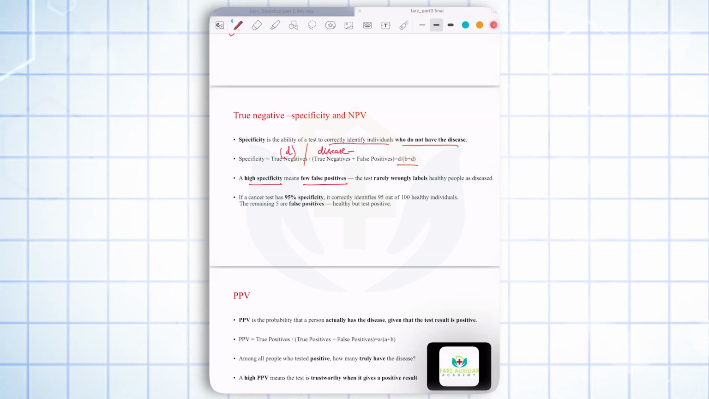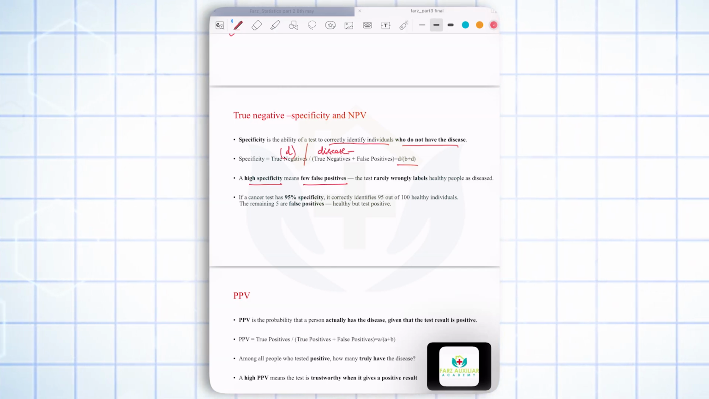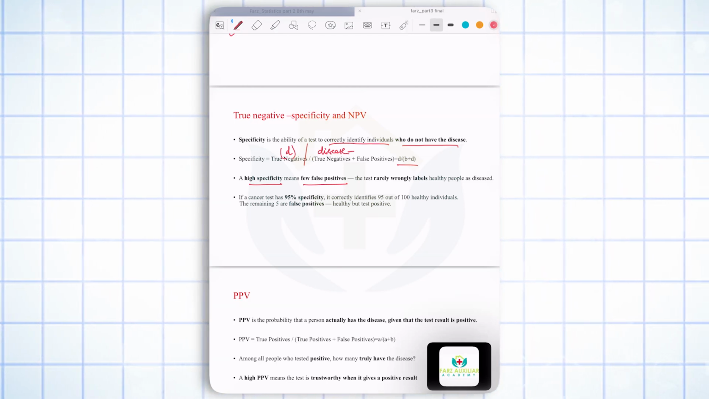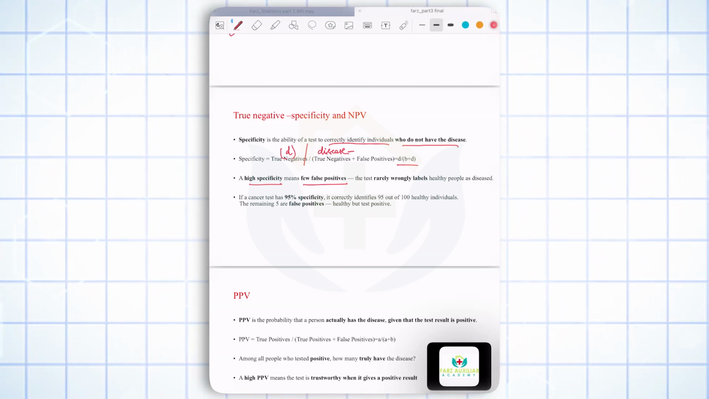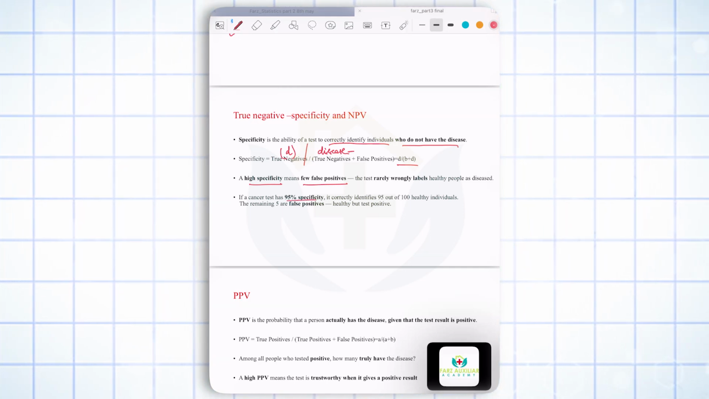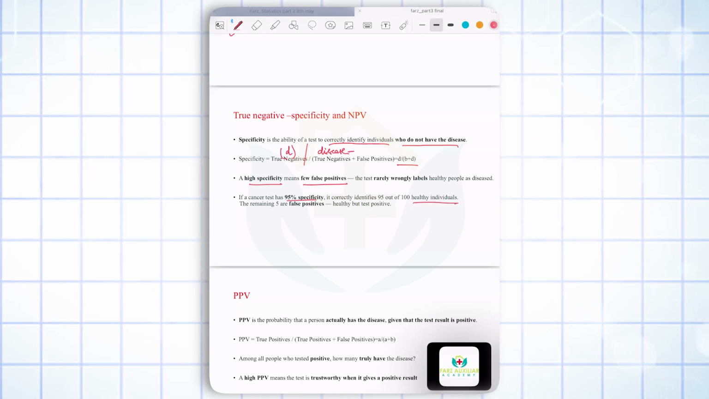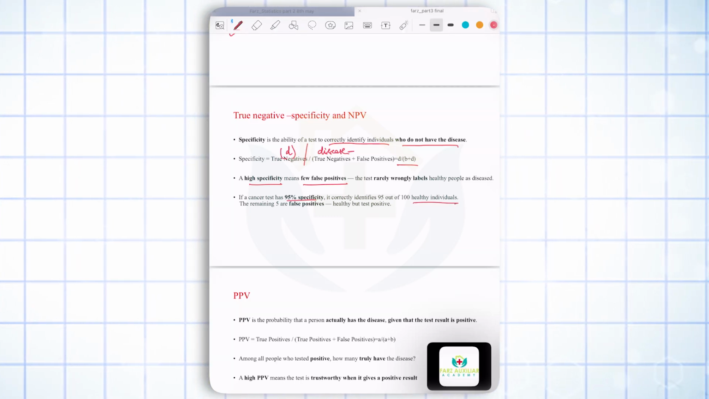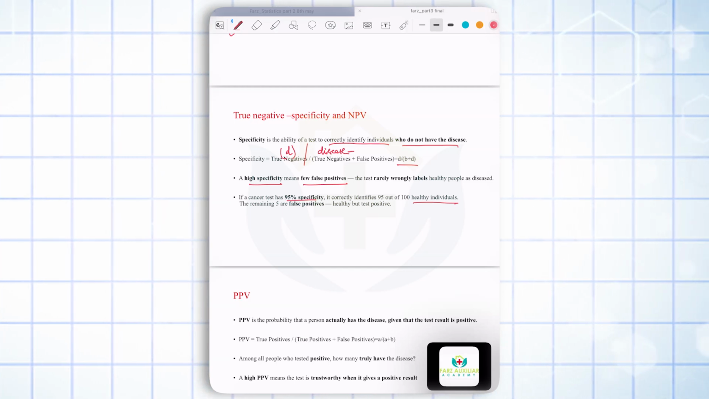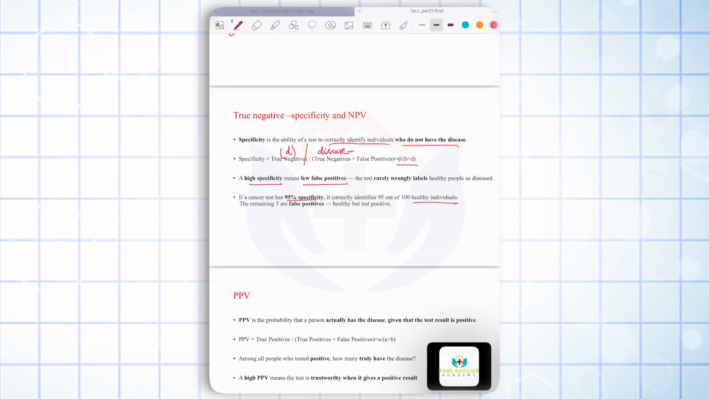So if you have a highly specific test and it turns out to be negative, then we are very sure that the patient is likely not having the disease and we will not do that intervention on them. If a cancer test has 95% specificity, it correctly identifies 95 out of 100 healthy individuals, meaning the people who don't have the disease. Basically, you will be tested on whether you know how to calculate sensitivity and specificity, so remember the formulas as well.